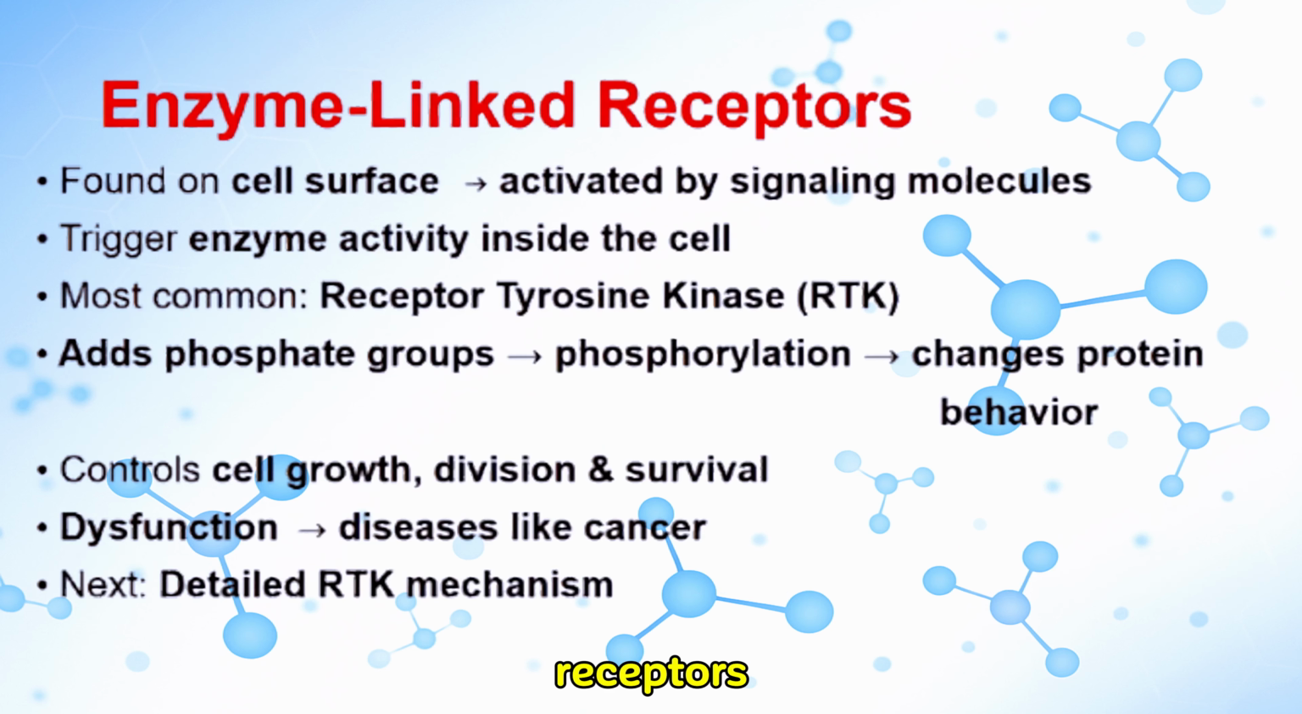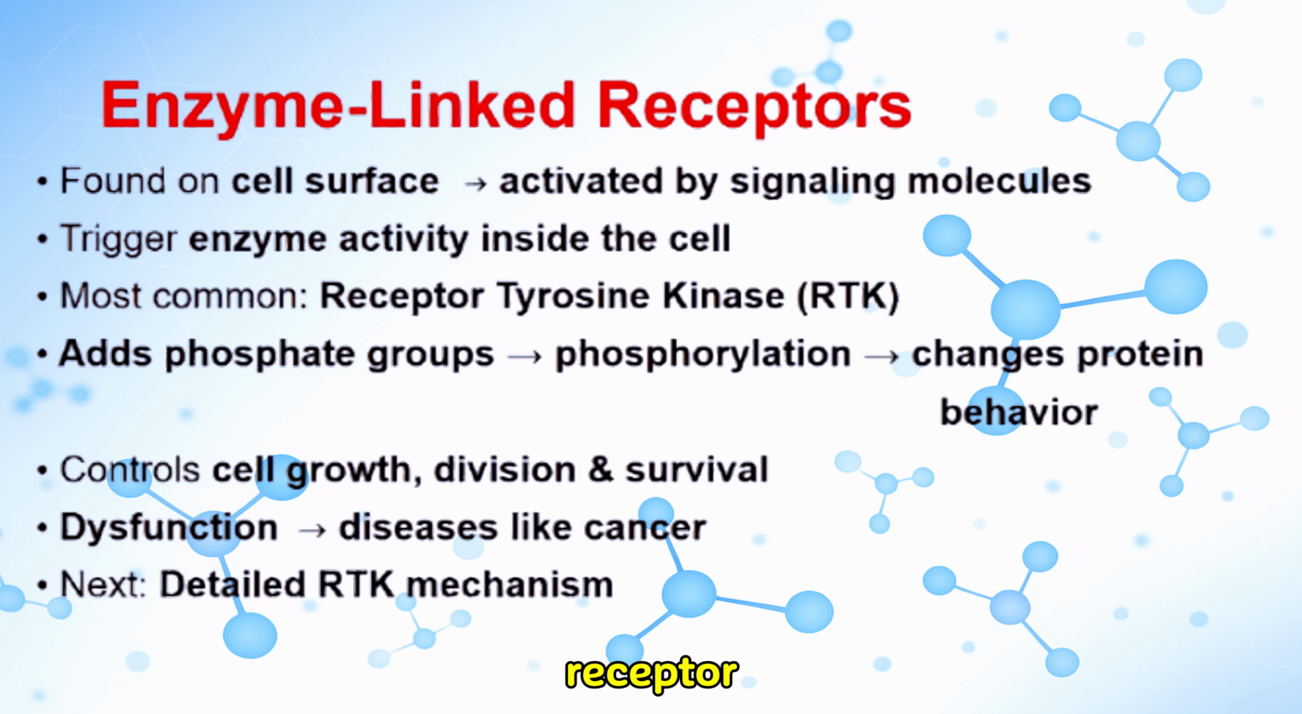Enzyme-linked receptors. Overview. These receptors are found on the surface of the cell and are activated when a signaling molecule binds to them. Once activated, they trigger an enzyme activity inside the cell. The most common type is the receptor tyrosine kinase. When activated, it adds phosphate groups to certain proteins. This process is called phosphorylation. Phosphorylation changes how proteins behave and helps send signals inside the cell.